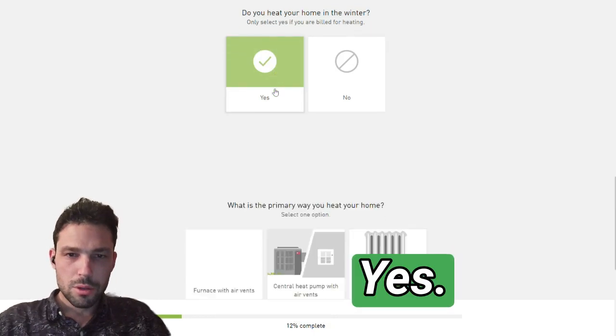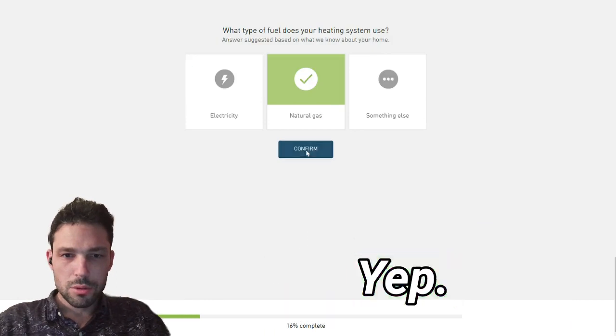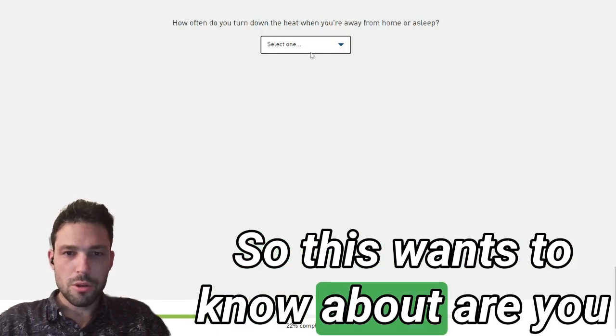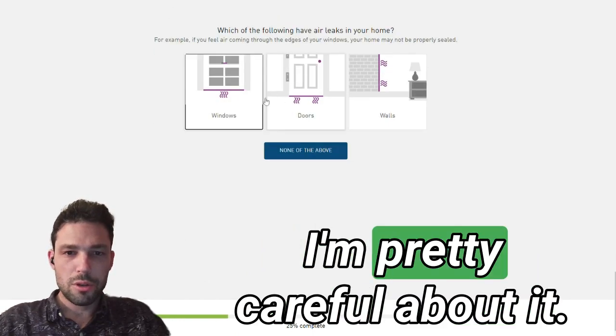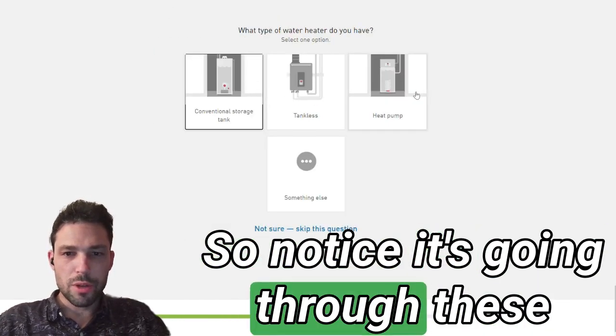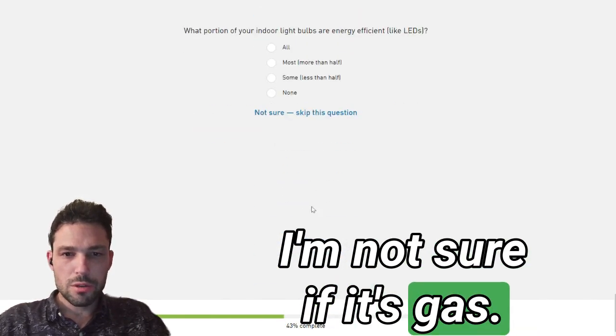Small place. Anyway, this is all about heat, so a whole different thing. So this wants to know about, are you using electricity to heat your home? It's going to be a major thing. I'm pretty careful about it. So notice it's going through. These are going to be the main ones.